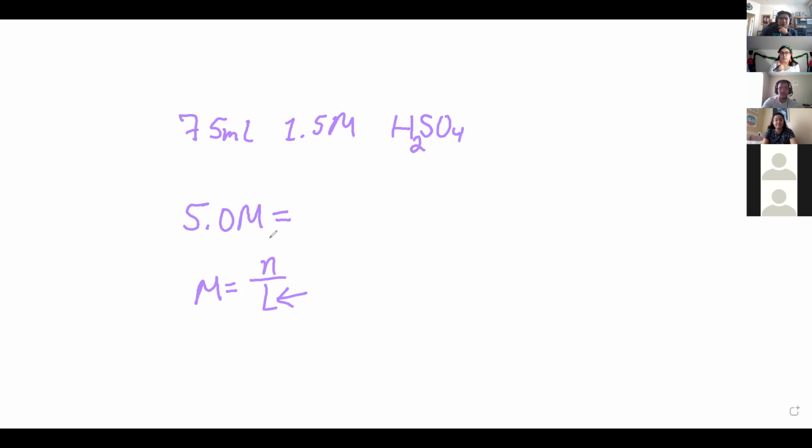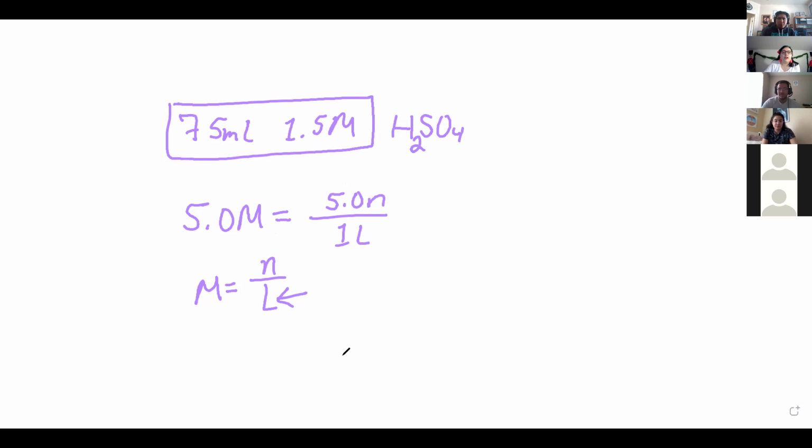So if I were to ask you how many moles there are in every 1 liter of this 5.0 molar solution, what would you tell me? 5. Yeah, right? So we have 5.0 moles in 1 liter. Now, if we go back to what we want, 1.5 molar means that we're going to have 1.5 moles in 1 liter, right?